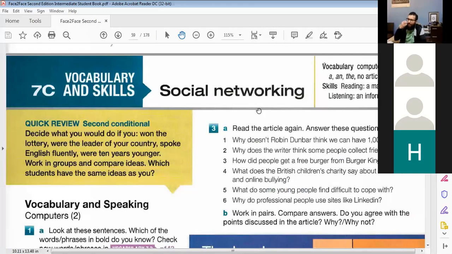We're going to talk about a topic which I think is easy but not easy, a bit tricky: the articles a, the, and no article.